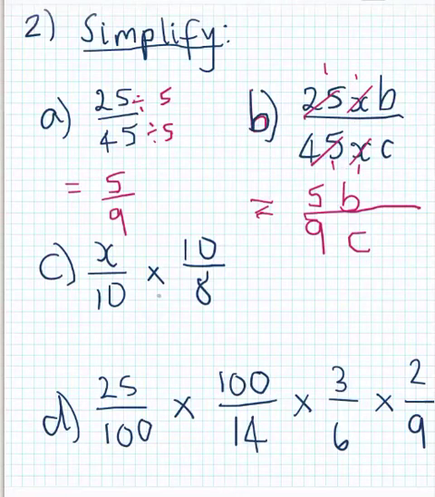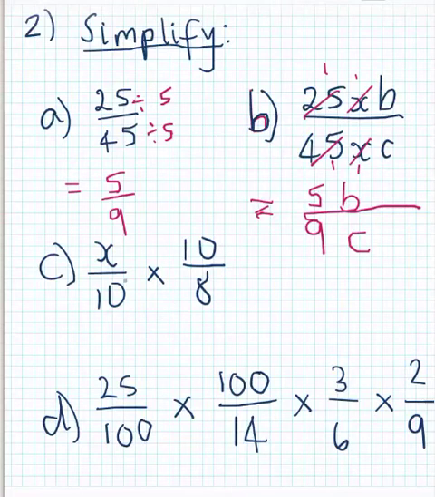Now down here with C, we've got x over 10 times 10 over 8. Now this is using your basic fraction skills, and that is if we multiply two fractions, we can simplify anything from the top and anything from the bottom. That can be diagonal or that can be straight up and down, vertical. So if I have a look here, and we know we have to simplify before we multiply. I've got 10 and 10, 1 on the bottom, 1 on top.